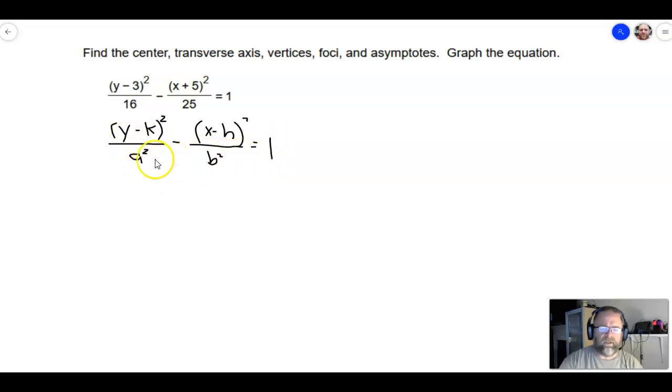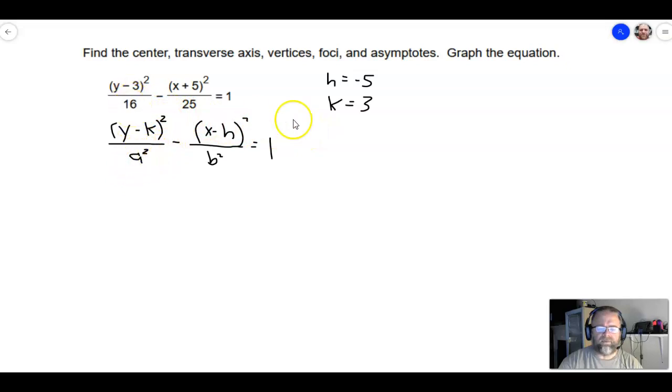All right, so now let's match this up with what we're given and identify all these variables here. So h is going to be equal to the opposite. There's a minus in the formula. It's opposite whatever is over here, so that's a plus 5, so it's going to be a minus 5. k is equal to the opposite of this value here, so that's going to be a positive 3.